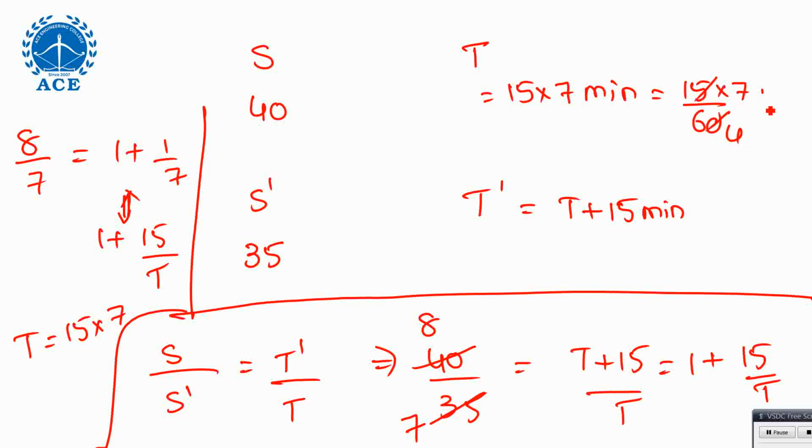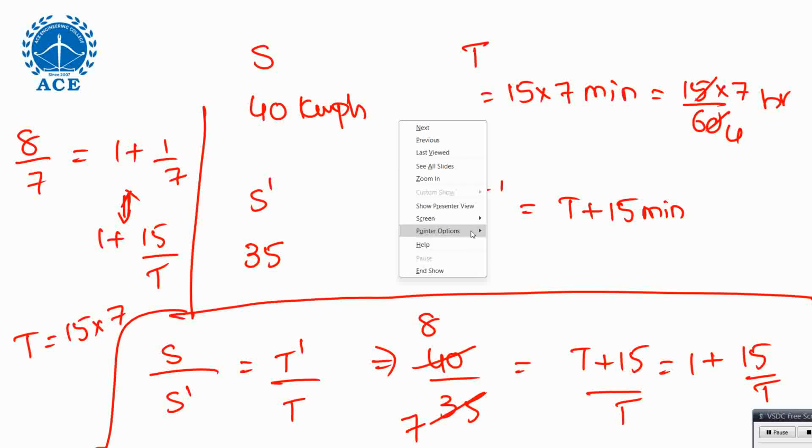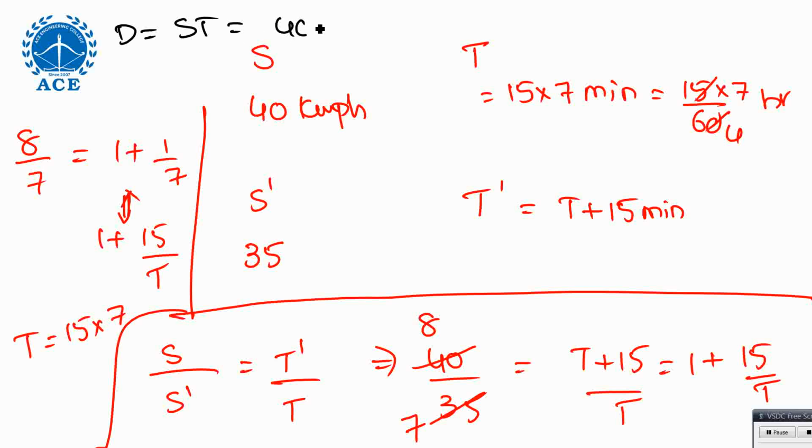So 7 by 4 of an hour, and you are traveling with 40 kilometers per hour. What's the distance then? Speed is 40 kilometers per hour, time is 7 by 4 of an hour. So distance is 70 kilometers. This is the other way of solving.